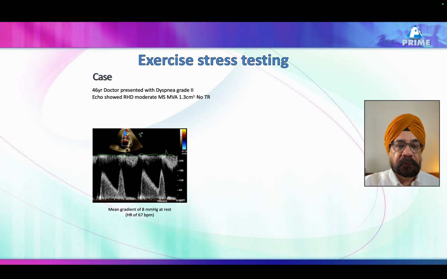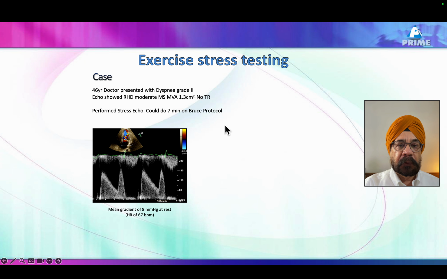This is one patient in whom we did exercise stress testing. This was a doctor whose complaint was dyspnea. We calculated the mitral valve area at rest, which was 1.3, and the mean gradient was just 8 millimeter of mercury with a heart rate of 67. So we made him do an exercise.